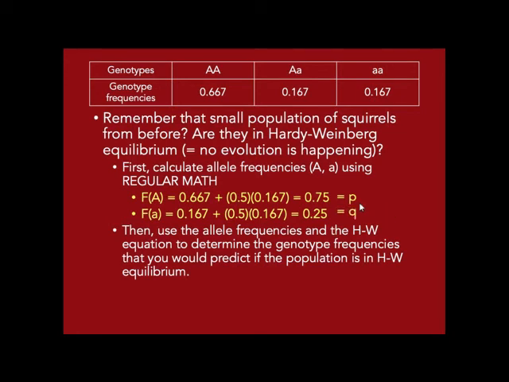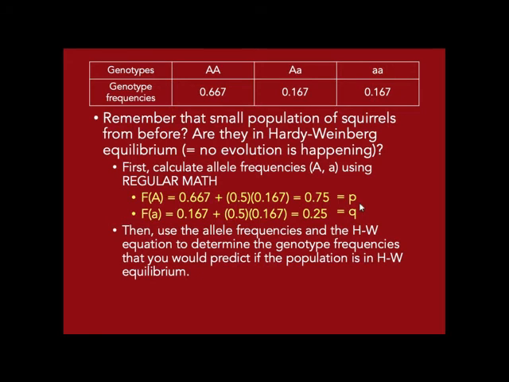Okay. So we can use that P and Q to figure out what we would predict the genotype frequencies should be if the population is in Hardy-Weinberg equilibrium. So what is the frequency of big A big A if the population is in Hardy-Weinberg equilibrium? Oh, I know, it's P squared. Yeah, it's P squared, right? What is the frequency of big A little a? Oh, that's 2PQ. Yeah, that's 2PQ. And what's the frequency of little a little a? That's Q squared. Yeah, that's Q squared.